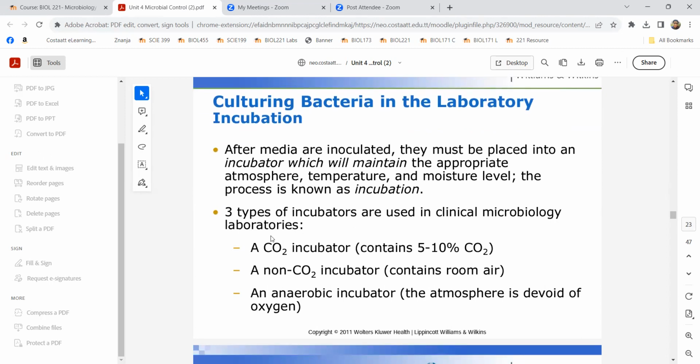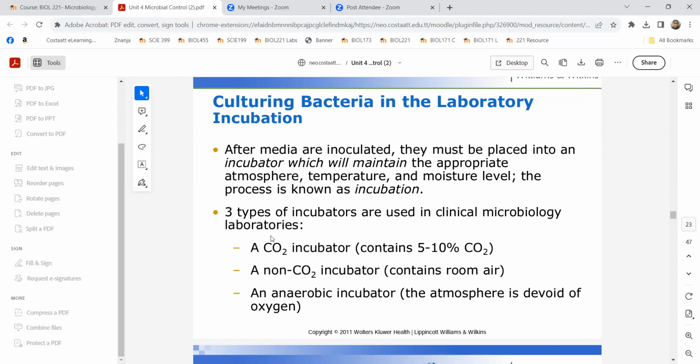Incubation, another definition. What is to incubate? To incubate is to leave organisms to grow. Different organisms may have different incubation periods. Generally speaking, for bacteria, we get growth in about 48 hours, right? There may be different types of incubators based on atmosphere, temperature, or moisture.